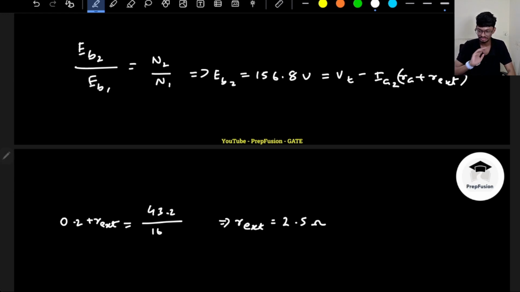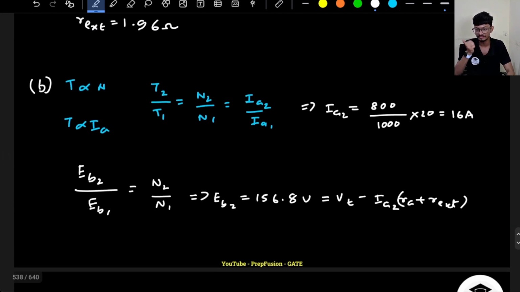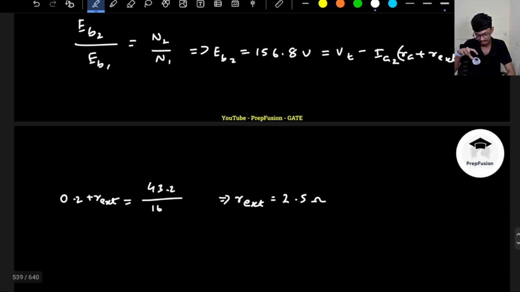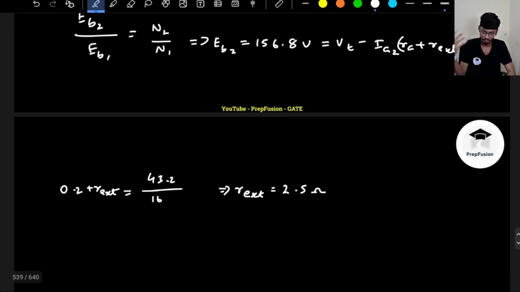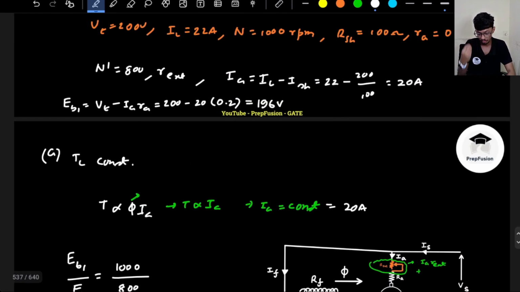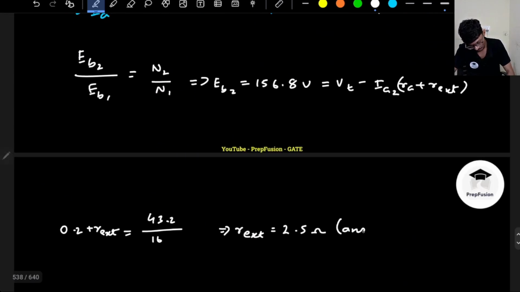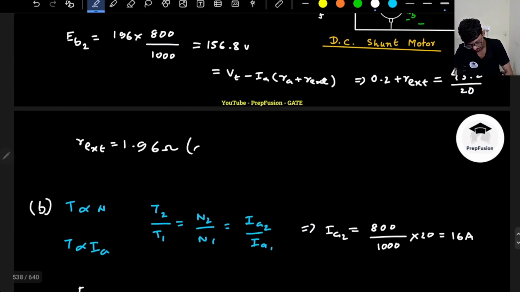Why? EB2 has not changed, but of course the armature current has changed due to the torque varying linearly. So that's why in this case the external resistance that I need to connect will change. So that's how things vary depending on the load. This will be the answer in the second case, and this will be the answer in the first case.